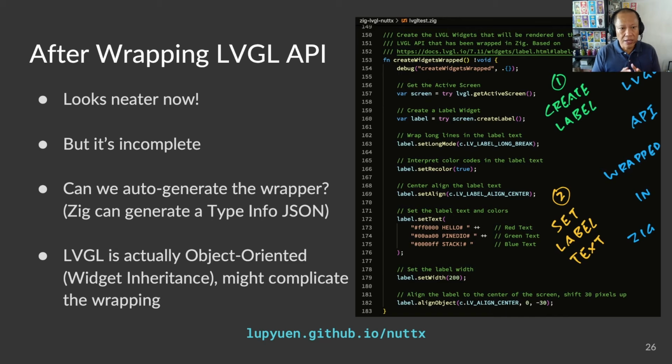Zig compiler can generate a type info JSON that describes all the types and functions imported from LVGL. We could scan through the type info JSON and auto-generate the LVGL wrapper. However, we might have a problem designing the LVGL wrapper because LVGL is actually object-oriented. It supports widget inheritance. Zig isn't an object-oriented language, so mapping LVGL widgets to Zig can get challenging.